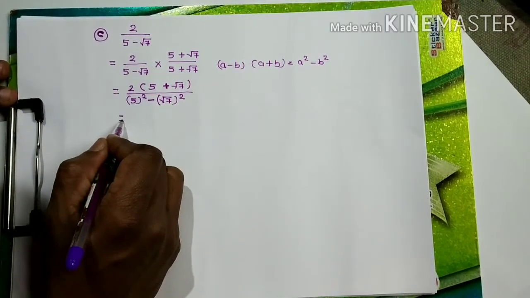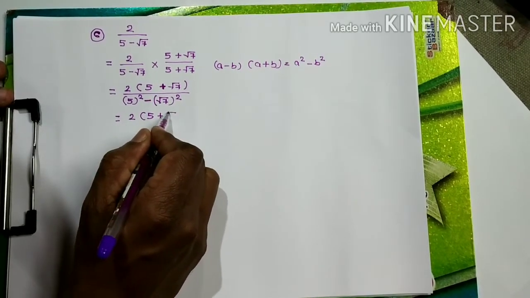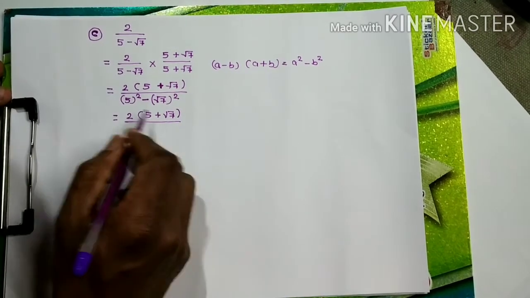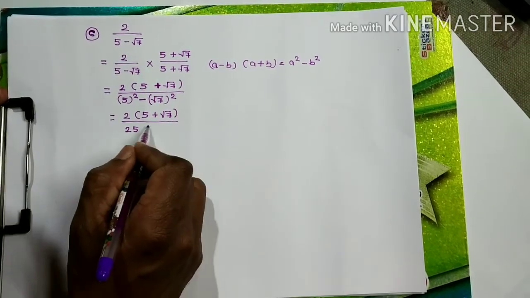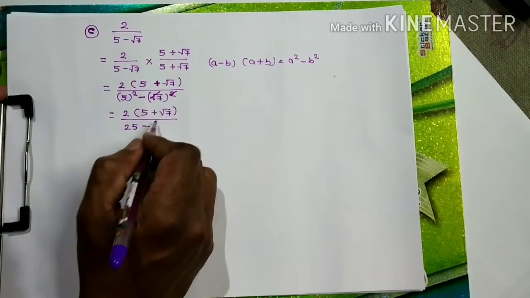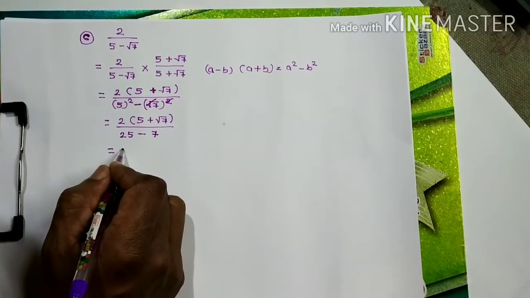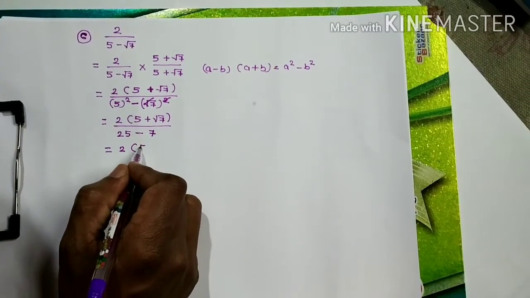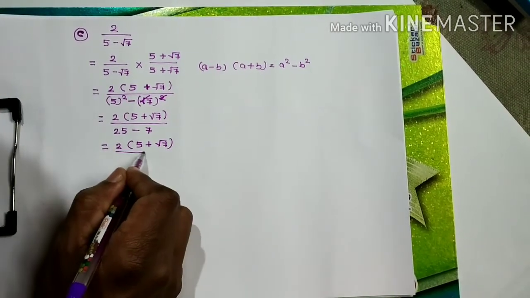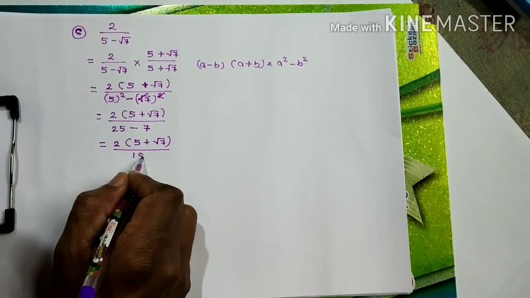So next step is 2 bracket open 5 plus root 7, then bracket close. So 5 square is 25, minus this square root and square gets cancelled. So what remains here? 7. The next step is 2 bracket open 5 plus root 7 divided by 25 minus 7 is 18.